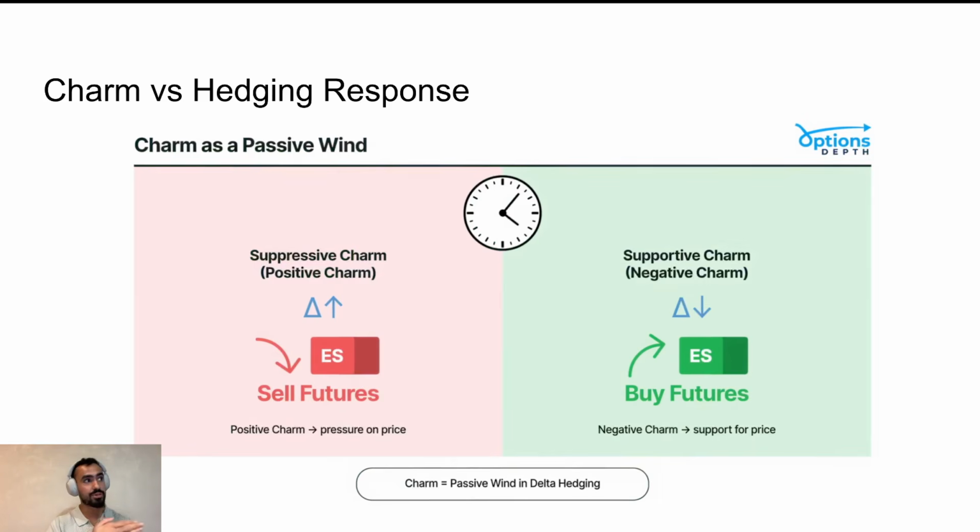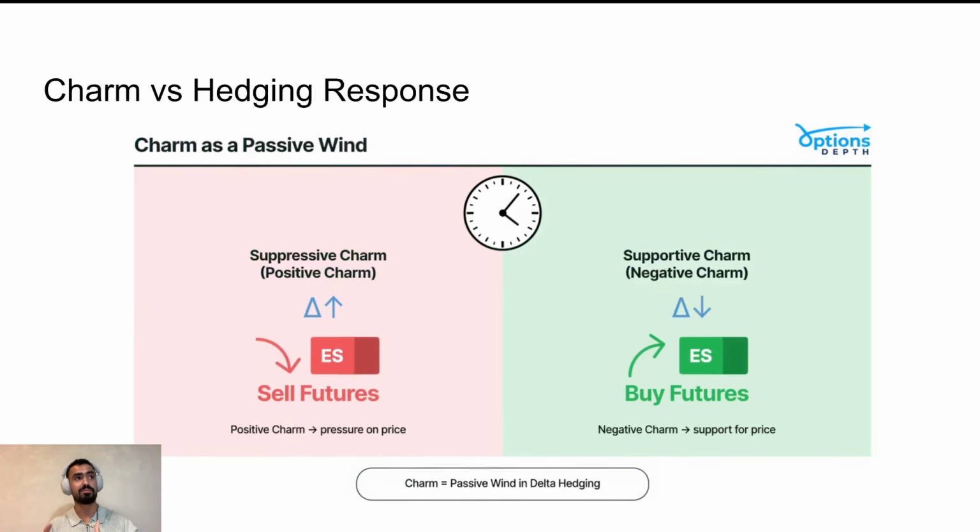As the delta exposure increases over time, market makers need to sell futures to rebalance their delta back to 0. If the delta of their option increases, their hedge has to be in the opposite direction. So if the delta increases, they're going to have to be selling futures. Okay, so positive charm is suppressive.